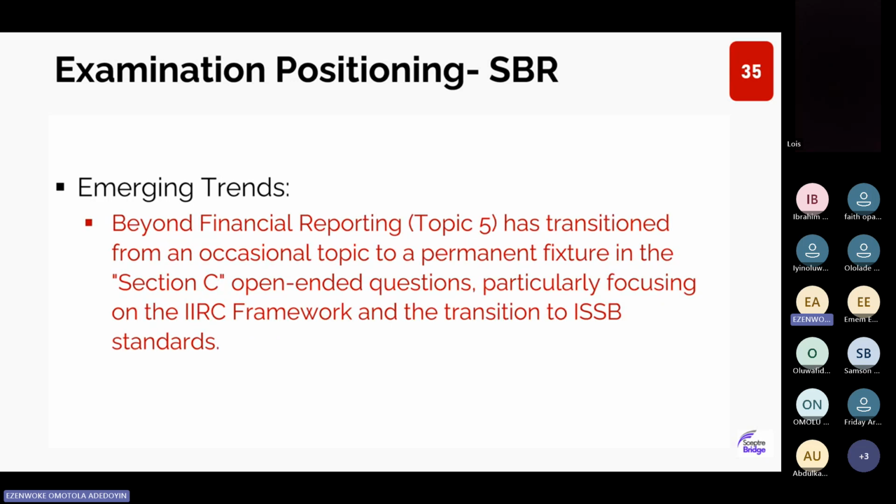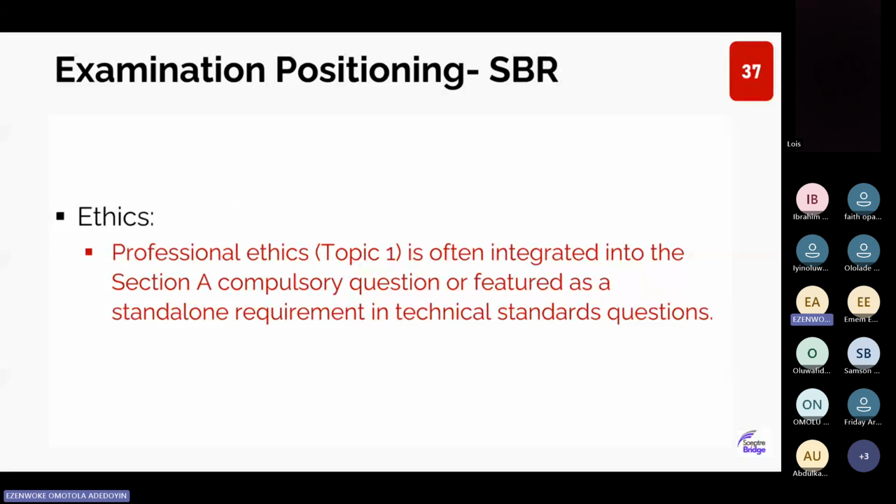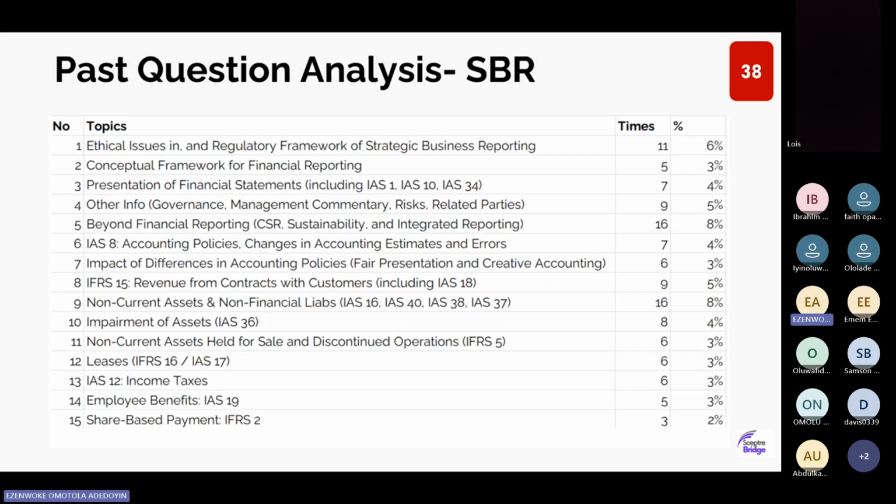Now, emerging trends, right? Beyond financial reporting, section C, where you get your cheap 15 marks, comes with this. So you need to understand your integrated reporting, your sustainability reporting, and all that. IAS 16, IAS 37, tested, know them well. Professional ethics, know them well. Topic 1, know them well. They're integrated, right? So that's why you need to know them well. Okay, so let's look at the analysis now.